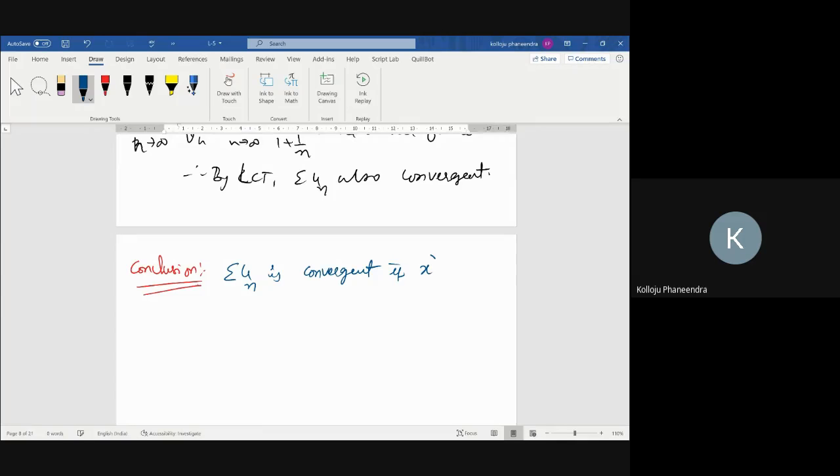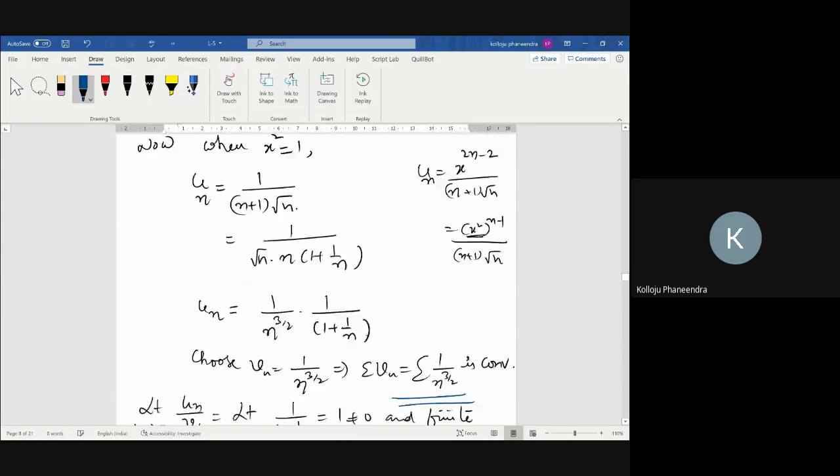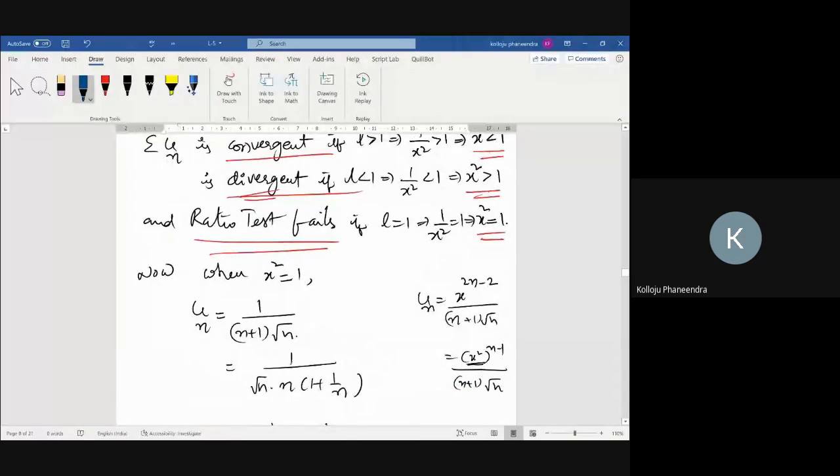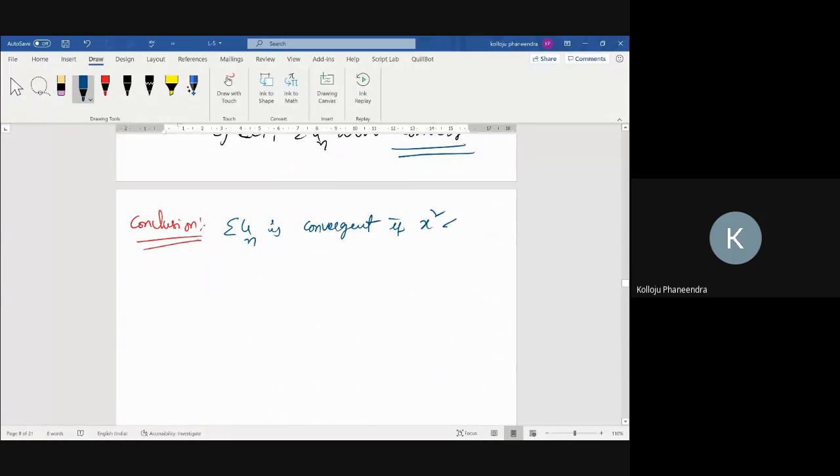If x square equal to 1, I'm getting this one, convergent. And x square less than 1, convergent. X square less than 1 converge and equal to 1 also converge. And sigma un is divergent if x square greater than 1. This is the problem.